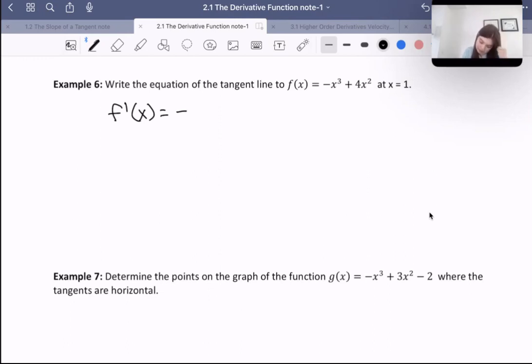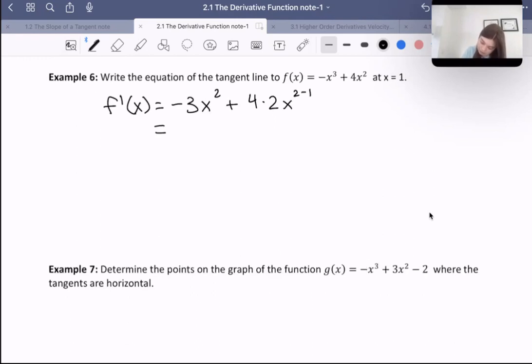We're going to get minus 3x squared. For the second term, we'll get 4 times 2, x to the 2 minus 1, and then no other terms. So then let's just simplify that a little bit further. And there we have it.